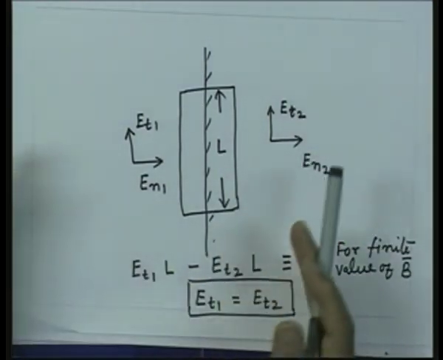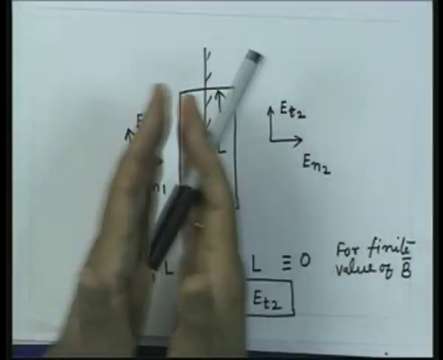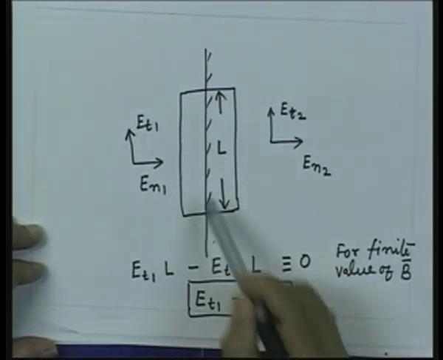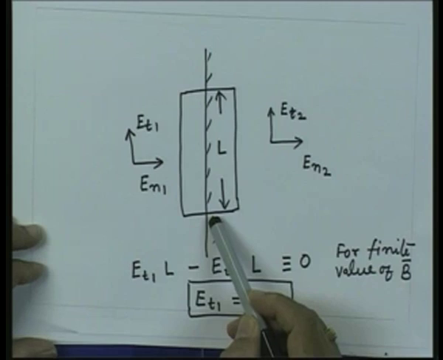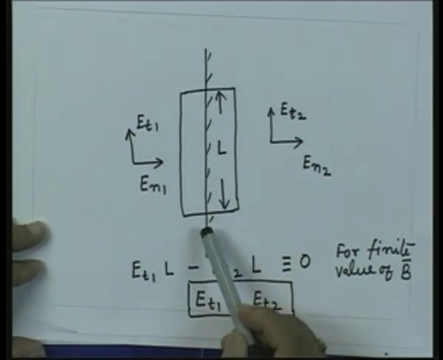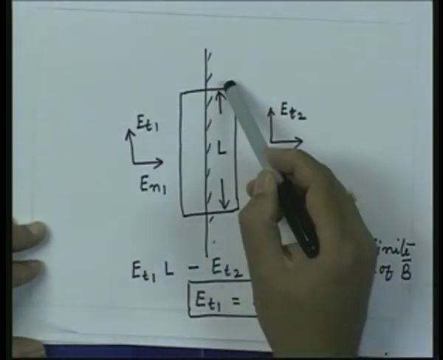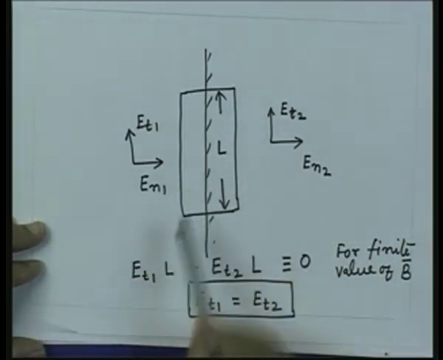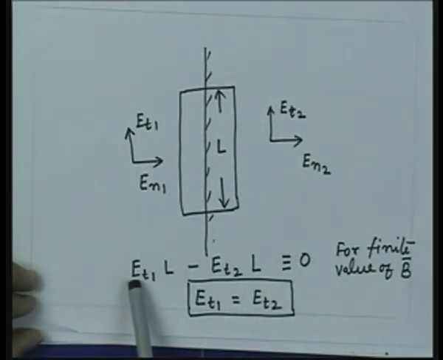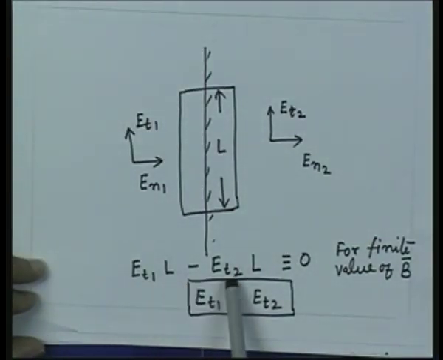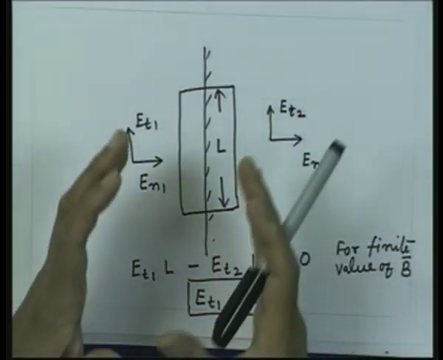So, in the limit when I make this loop shrink to a thin sheet across this line, the line integral contribution coming from these two sides will go to 0. So, we will have a contribution to the line integral only from this side and from this side. So, the total line integral, when the size of this loop goes to 0, will be Et1 into L minus Et2 into L, and that is equal to the rate of change of the magnetic flux enclosed by the loop.